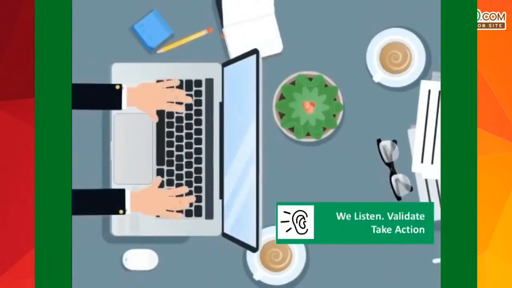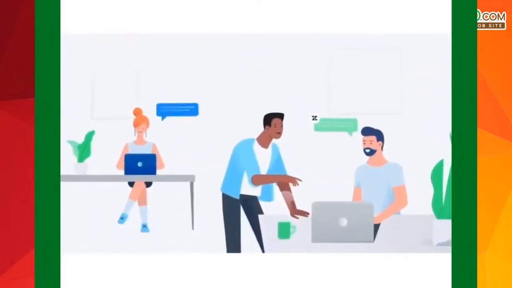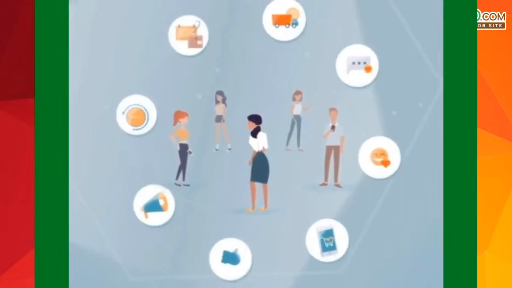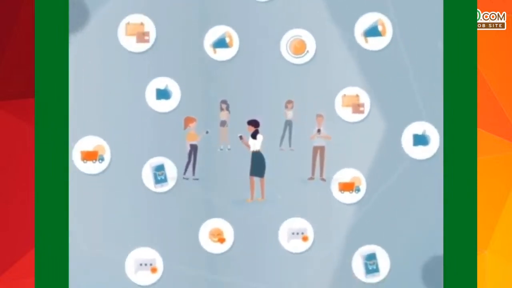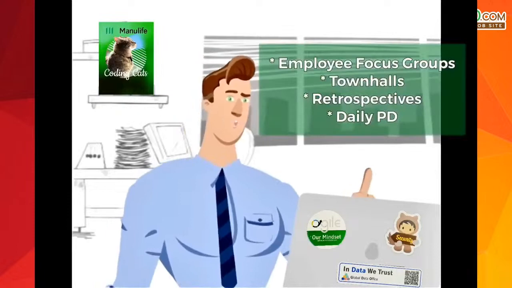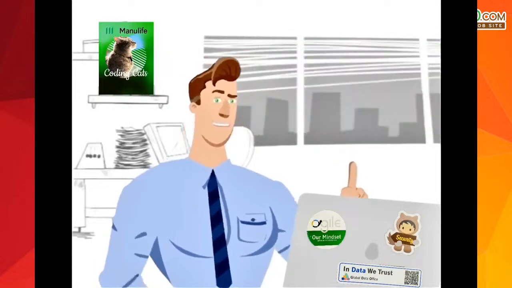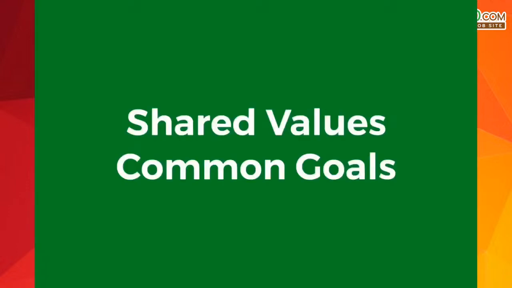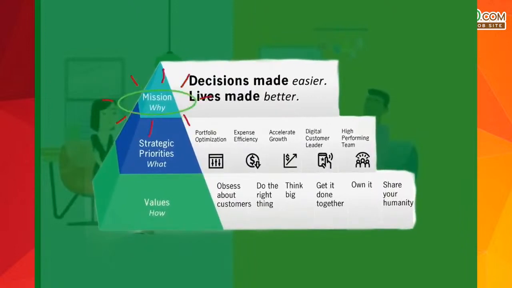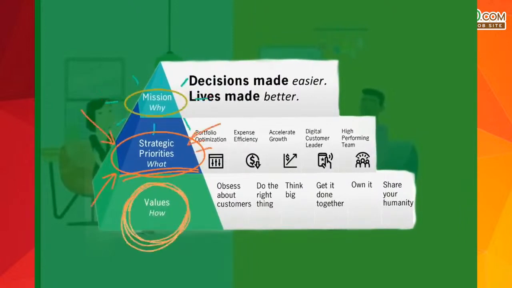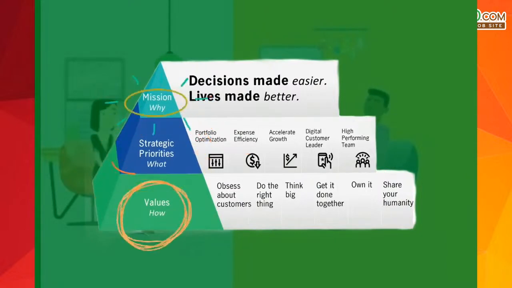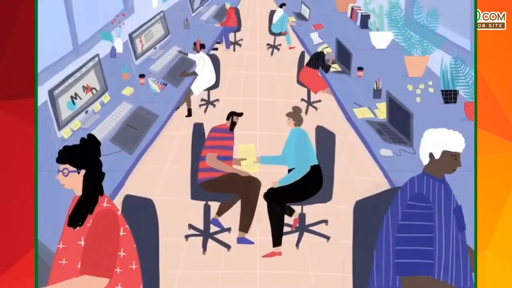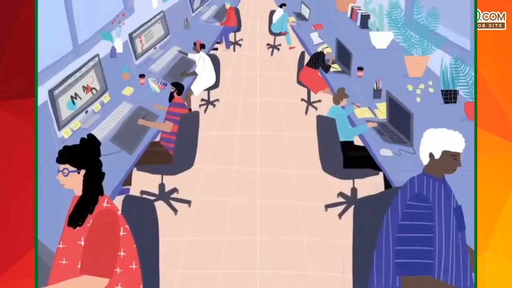Management accountability means that company leaders will listen, confirm, and action feedback at both an individual team and MIT-DC-wide level. Through Gallup, employee focus groups, town halls, retrospectives, and the daily performance dialogue. We're here to listen. We're here to act. It's important to have a strategic understanding of our purpose in the company. Our shared Manulife values were co-created with employees globally. Our values guide how we do our work.